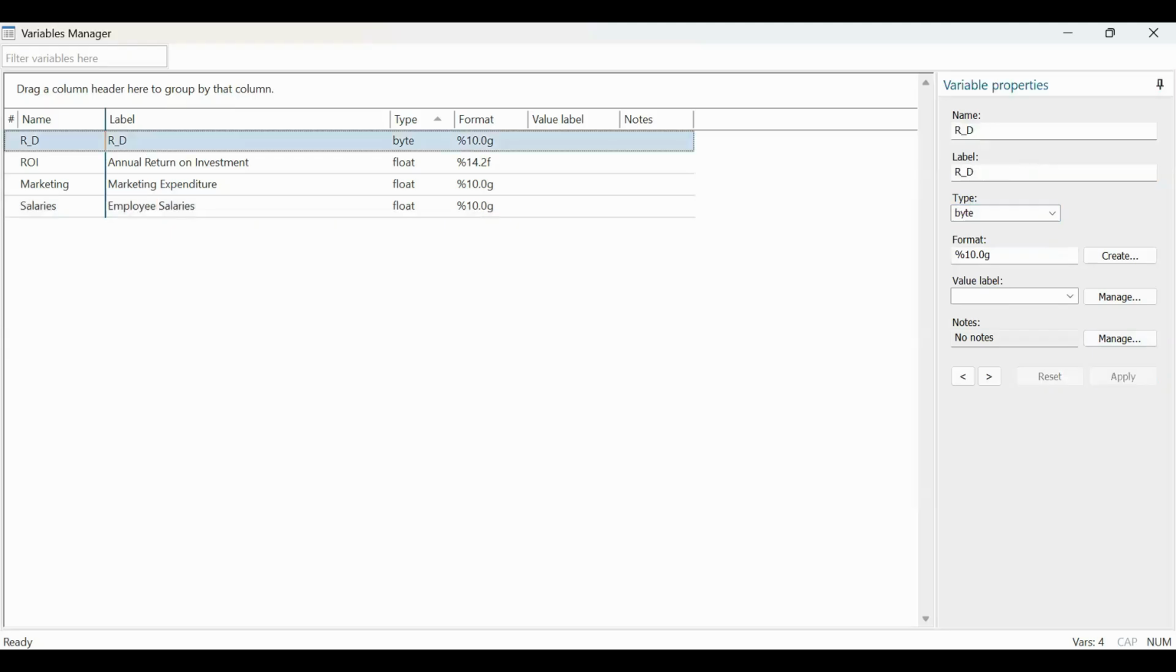Then RD. You say RD means Research what? Research and development. So let's call it research and development expenditure, R&D expenditure. We change that one to this. Then we apply. It should be floating. Apply. Okay, so that's it.